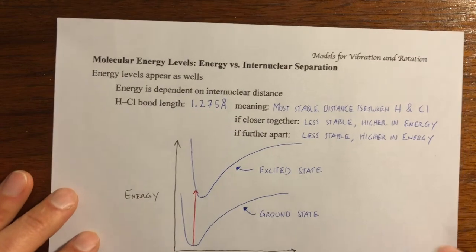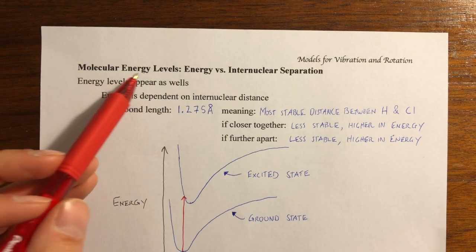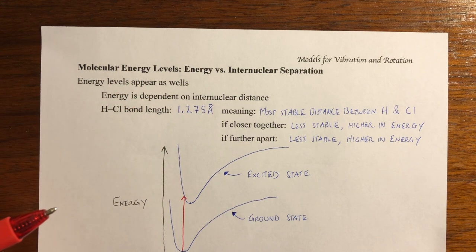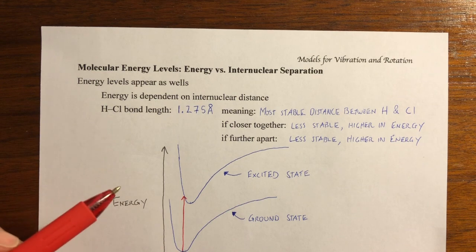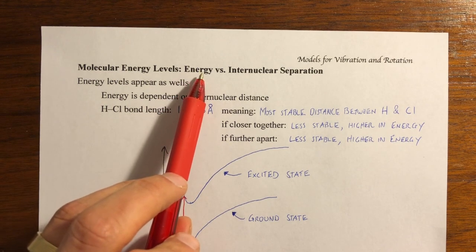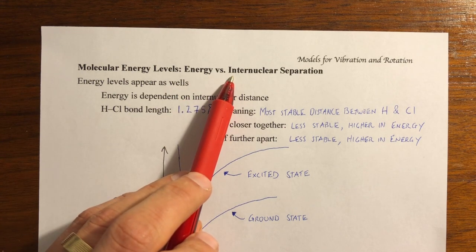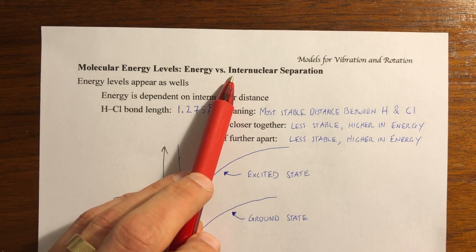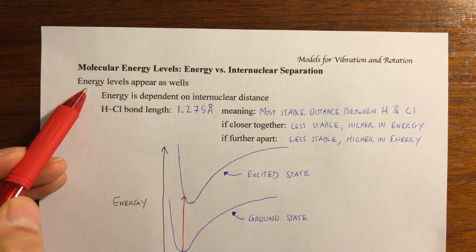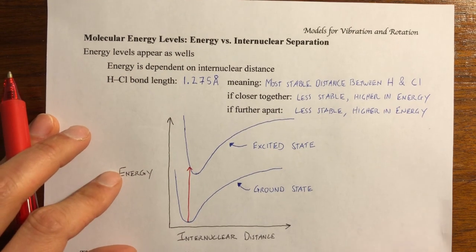Now let's take a more quantum mechanical look at energy levels. Typically, what we've seen before is that energy levels show up as these fixed horizontal lines, but that is not as accurate as it needs to be. So what we're going to see now is how energy can change based on internuclear separation, because we are, again, talking about molecules. So now our energy levels are going to appear as wells, not horizontal lines. And that's shown down here.